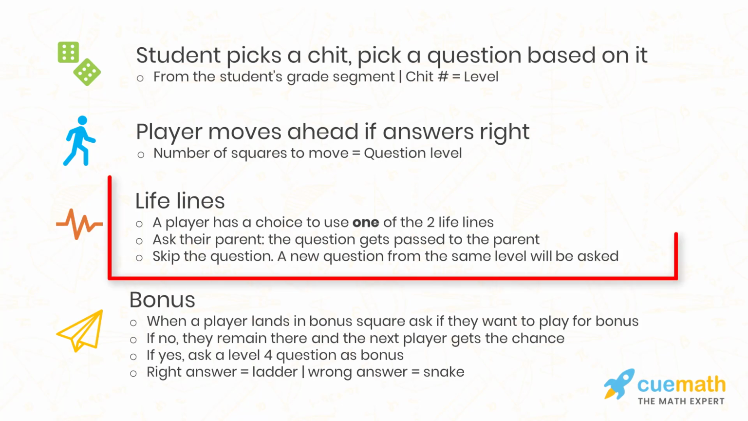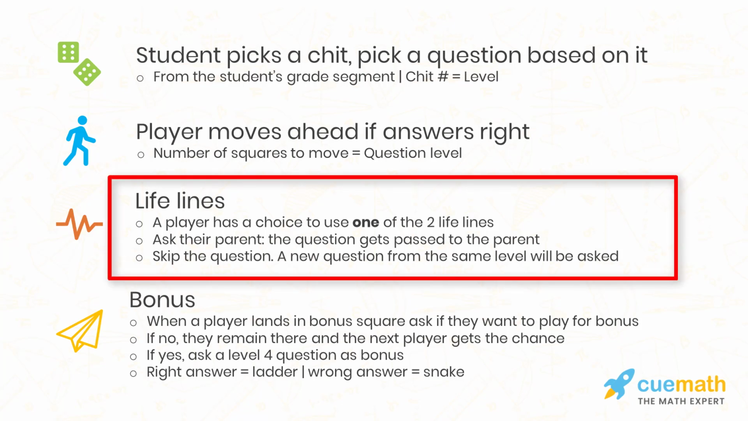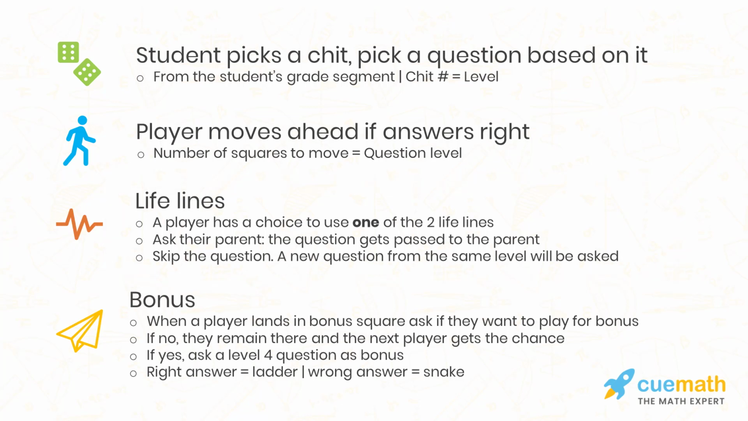Each player gets 2 lifelines, out of which he can choose to use any one during the game. The first lifeline is Ask Your Parent, where the question gets passed to the parent. The second one is Skip the Question, where a new question from the same level will be asked.